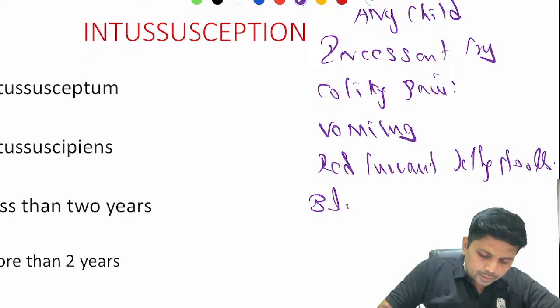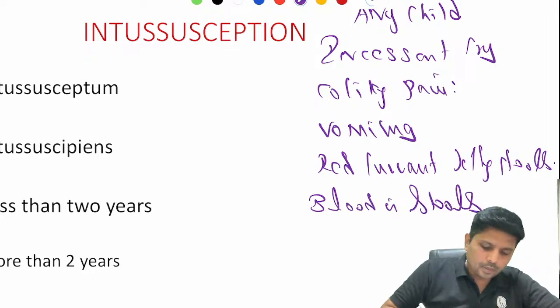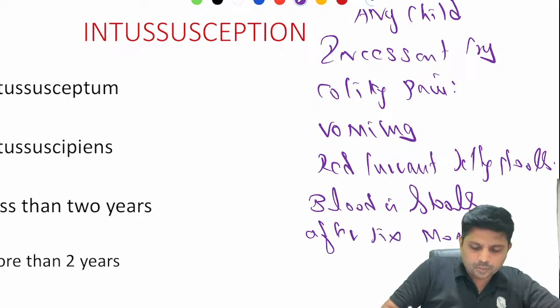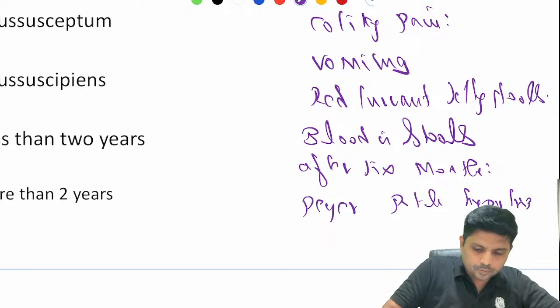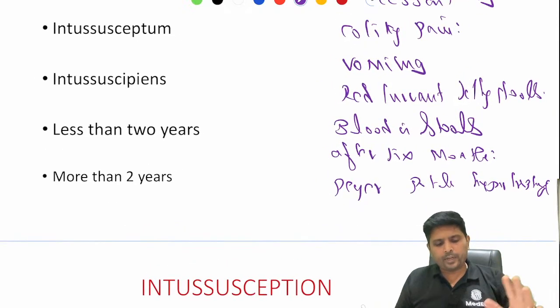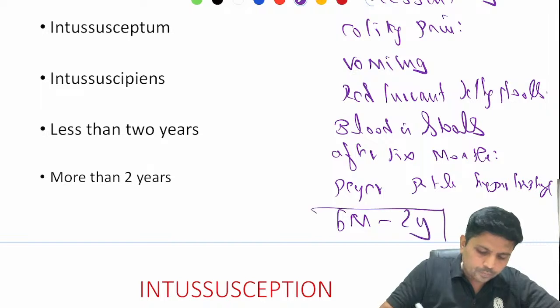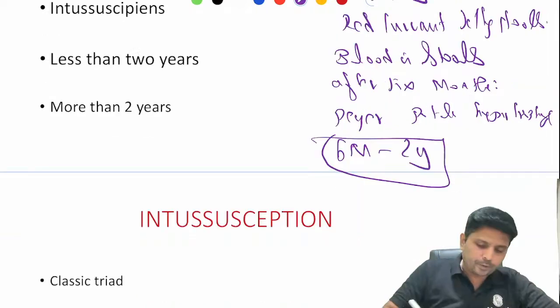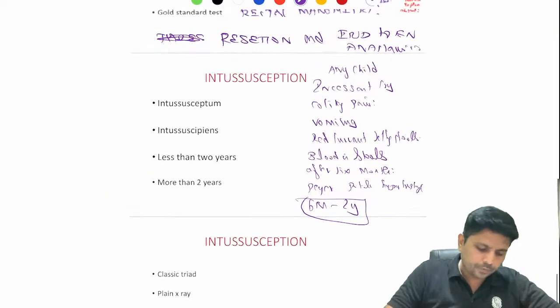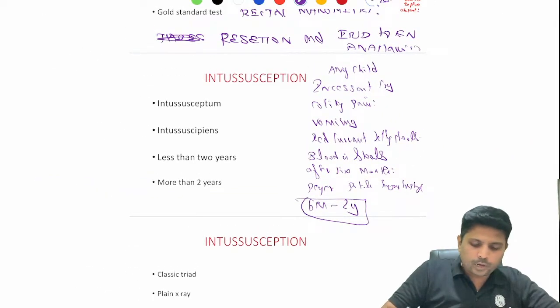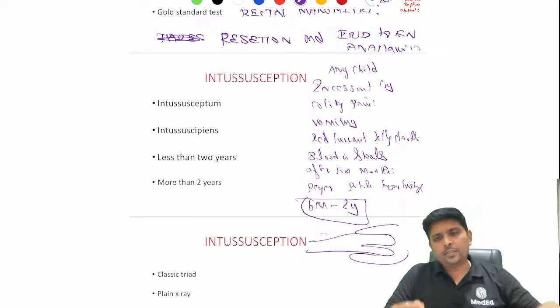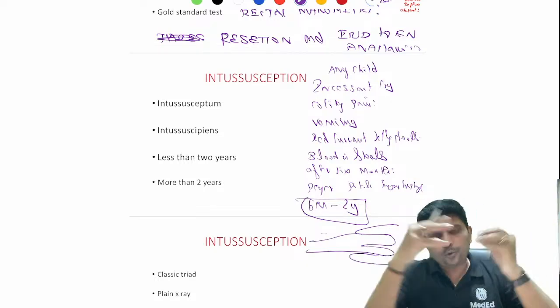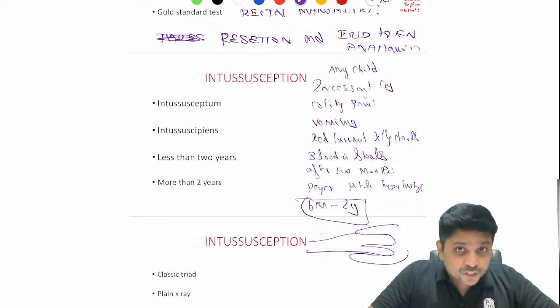Blood in stools after 6 months is the most common manifestation. Why does it occur? Due to Peyer's patch hypertrophy. It usually occurs between 6 months and 2 years. The lead point is Peyer's patch hypertrophy. So in intussusception, one segment of intestine goes into another part and it causes obstruction.